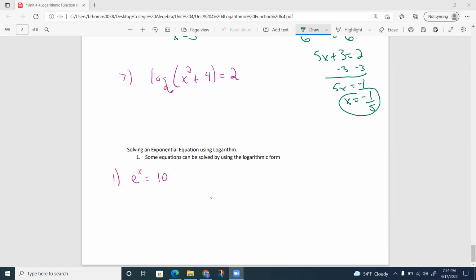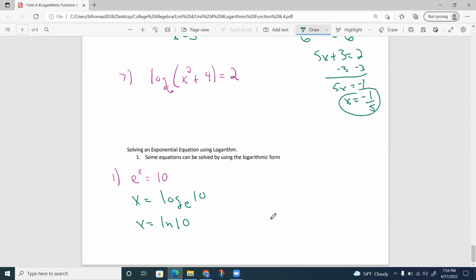So notice how the exponent becomes one side of the equation. This becomes x equals, and then what we can do is take the log of 10, and our base is e, so we have the log of 10 base e. So this becomes x equals the natural log of 10. And so that would be the answer. If we need to change that to a decimal, then we can use the calculator to do that.